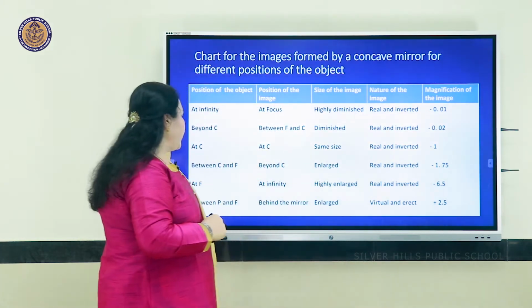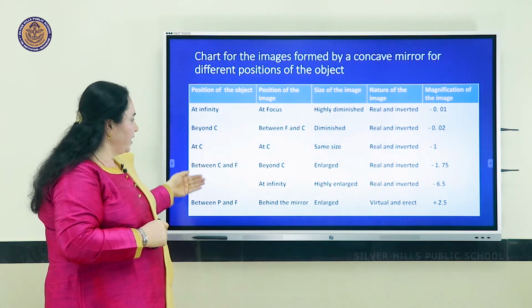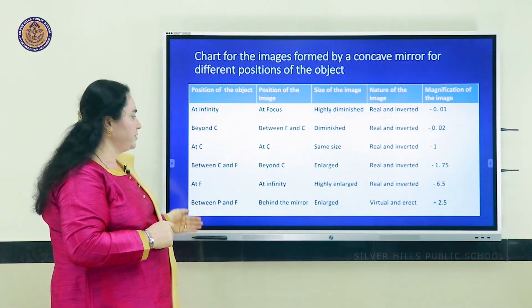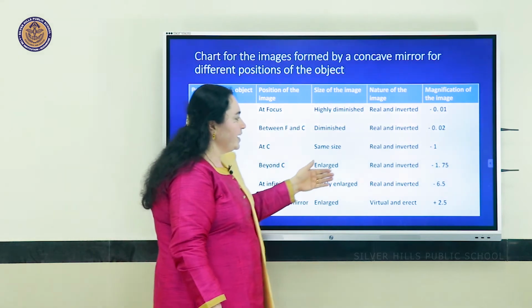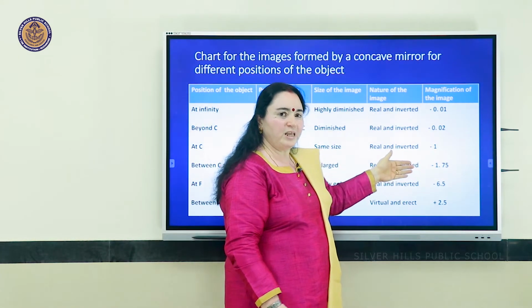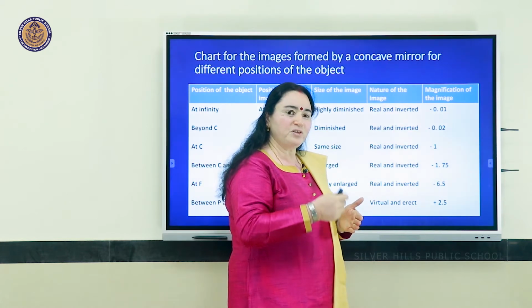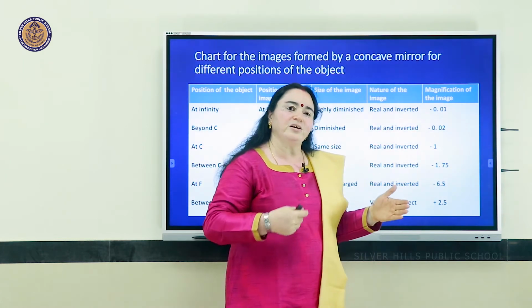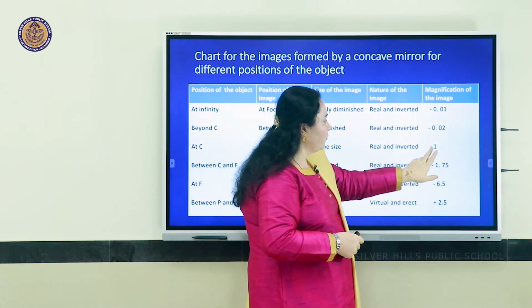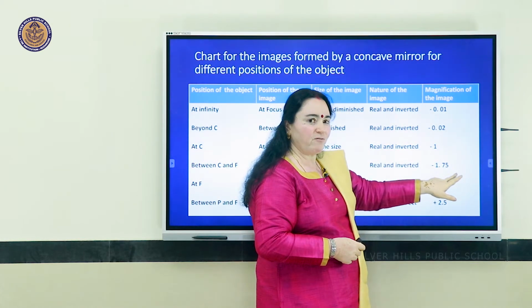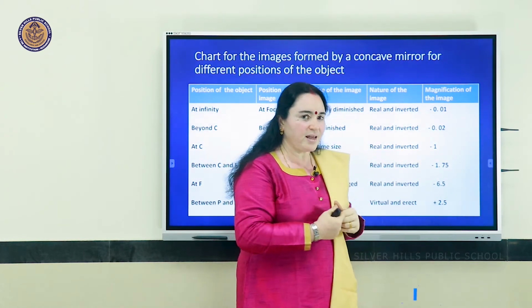Similarly, when you go by these positions where the object is placed, you find that gradually my magnification increases, but it has a negative sign to it, which indicates that the image is created in front of the mirror. So from 1, it has come to 1.75. So we find a small increase in the height.